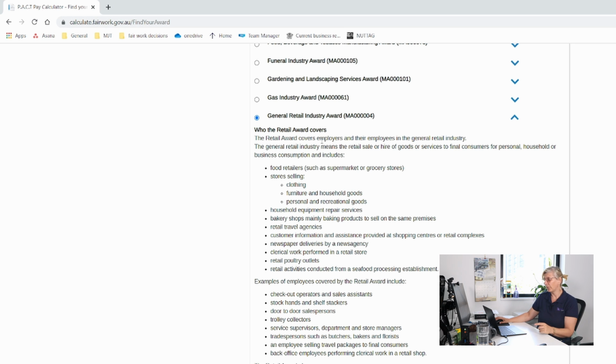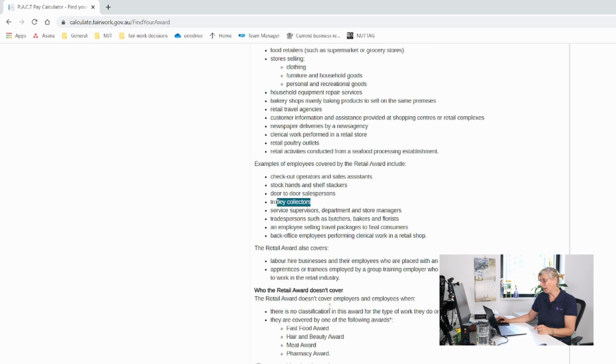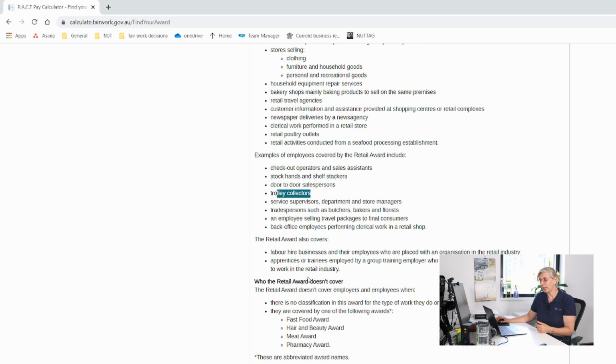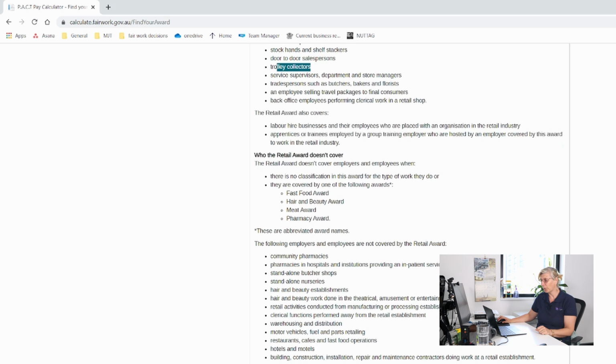Stores selling clothing, for instance, this is the one I'm using here. It could be that you're selling or delivering newspapers. Could be you're a trolley collector. It's a pretty interesting one. It also talks about the awards that the General Retail Industry Award doesn't cover. It doesn't cover the Hair and Beauty, the Fast Food Award, the Meat Award, or the Pharmacy Award. So if you have an inkling you might fit into that, it talks about employers that are not covered by the general retail.